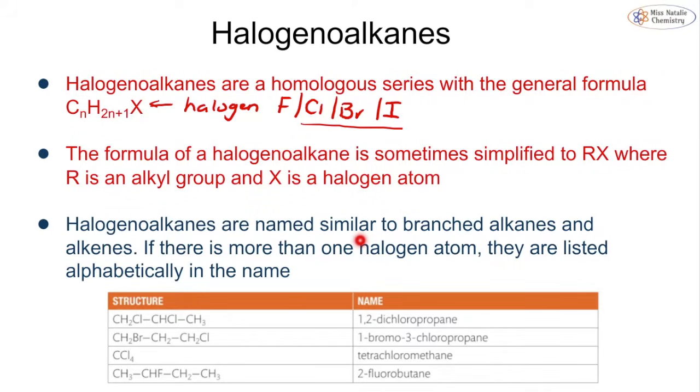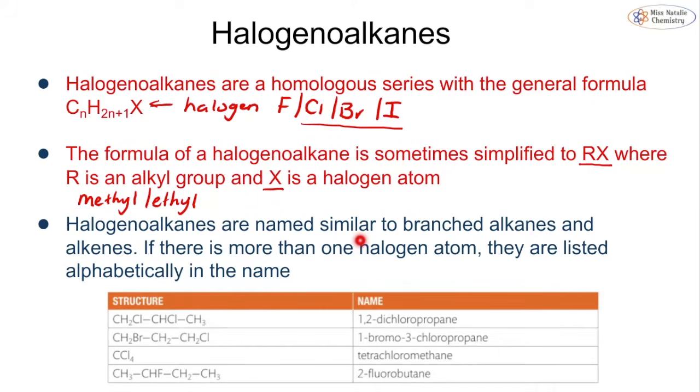We also sometimes can simplify the formula of a halogenoalkane to just simply RX. R meaning an alkyl group, so for example, methyl or ethyl. And the X is our halogen atom, so our fluorine, our chlorine, bromine, or iodine.